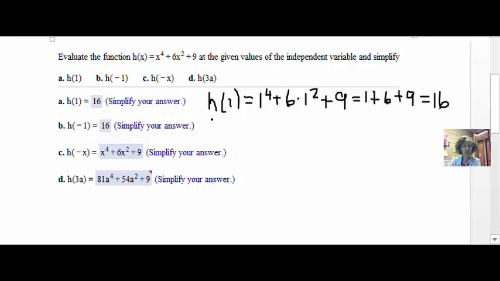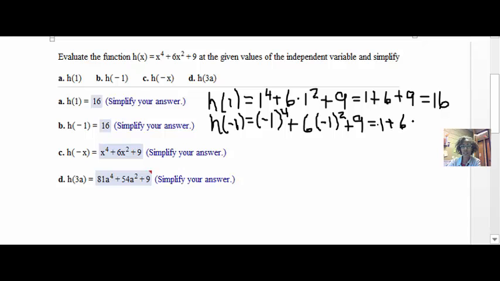The second value is found by replacing x with -1. When you replace the variable with a negative value and you apply an exponent to that negative value, you do have to parenthesize it in order to work the problem correctly. So this is 1 plus 6 plus 9. This is also 16.